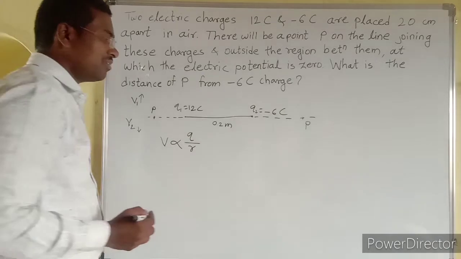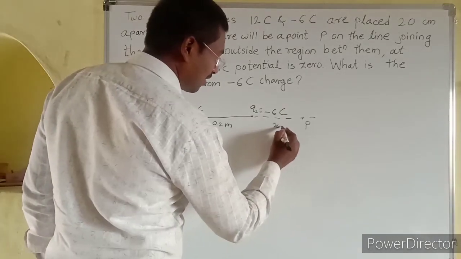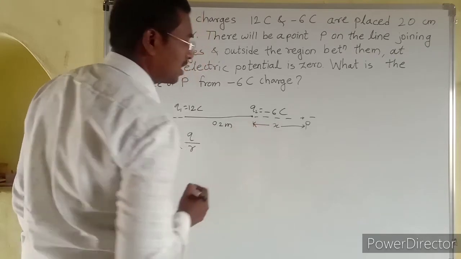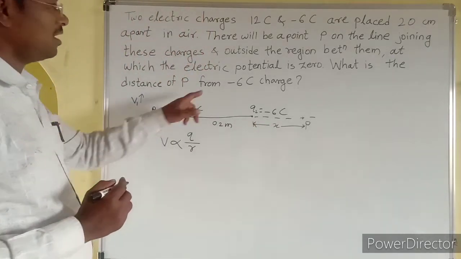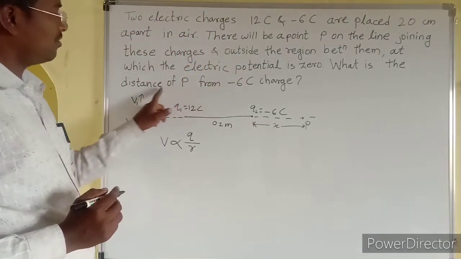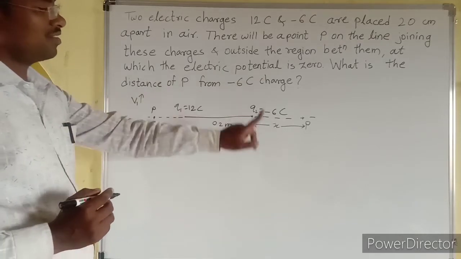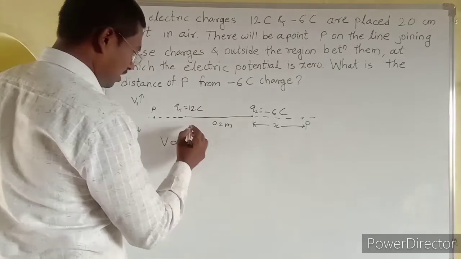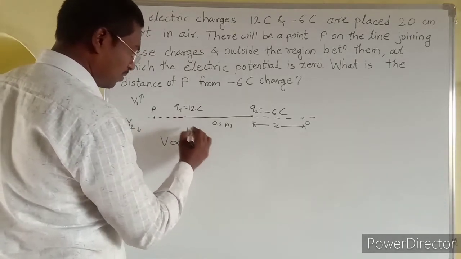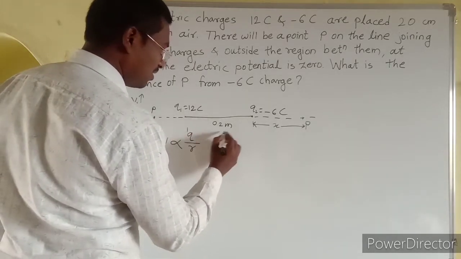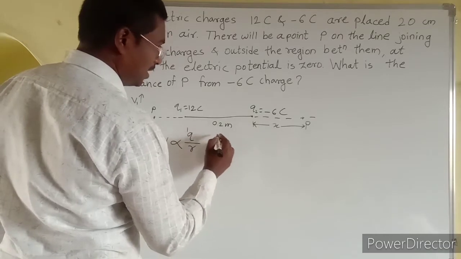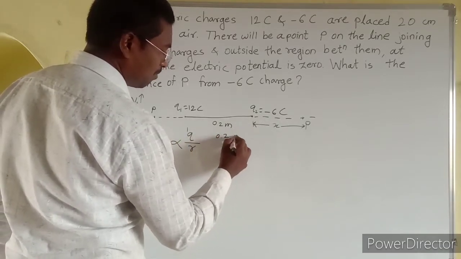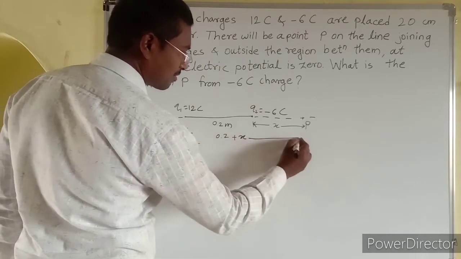Okay. Now consider this point is at a distance x from the Q2 charge. We have to calculate the distance of P from the minus 6 coulomb charge, meaning the Q2 charge. And the distance of Q1 from P is 0.2 meter plus this distance x.